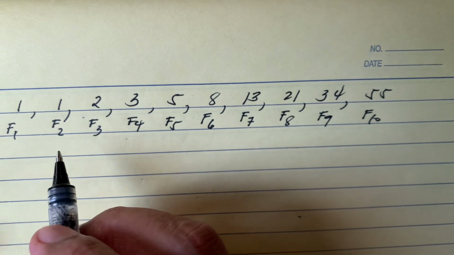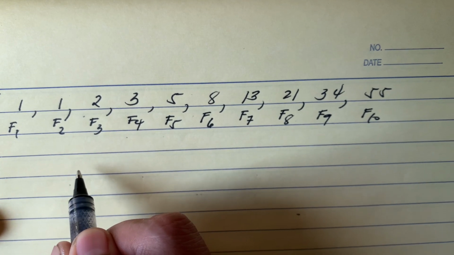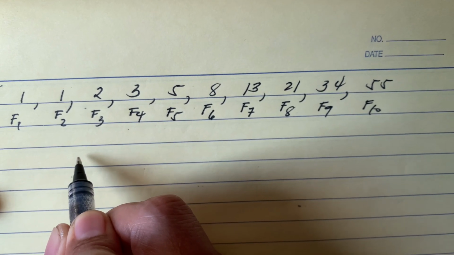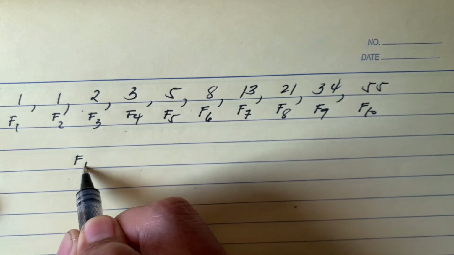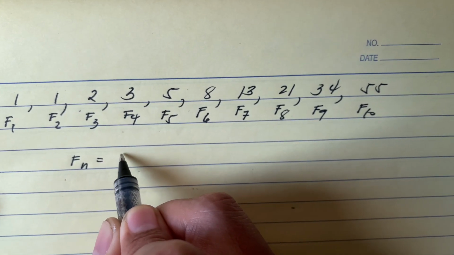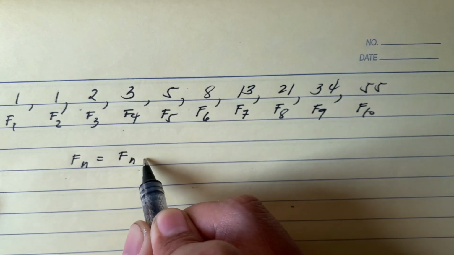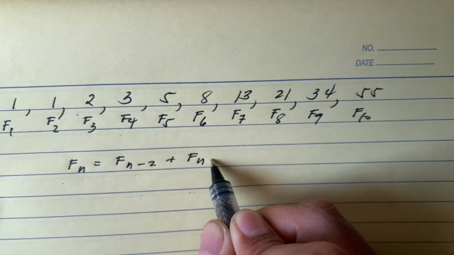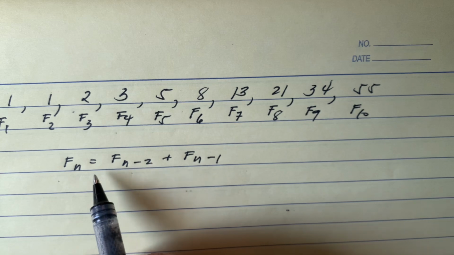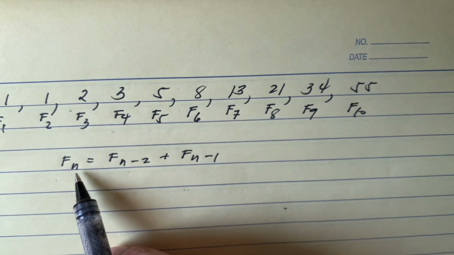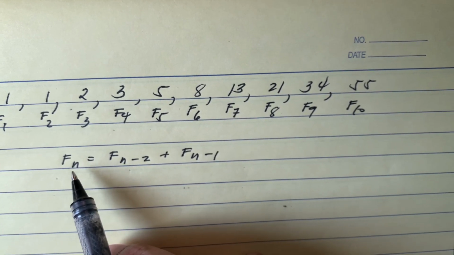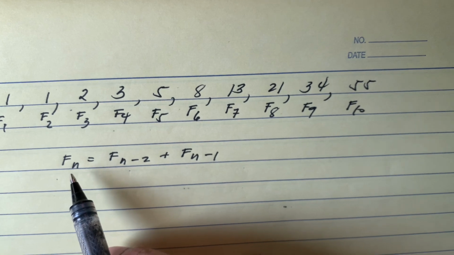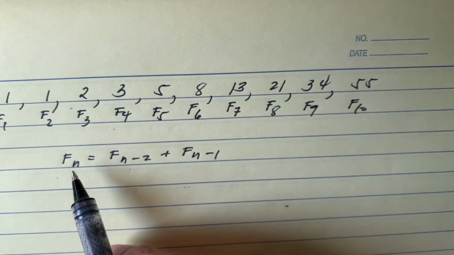We can also find out the formula in finding the desired nth term of a Fibonacci number by applying this formula. Let's say we have F sub n is equal to F sub n minus 2 plus F sub n minus 1, wherein n refers to the order or the position of the Fibonacci number that is being looked for.